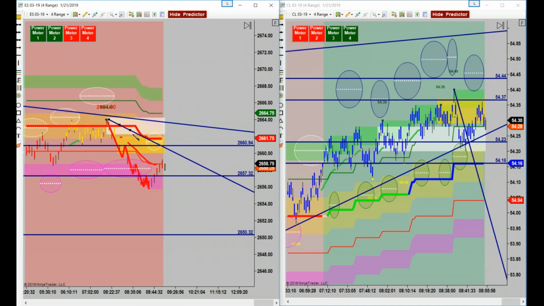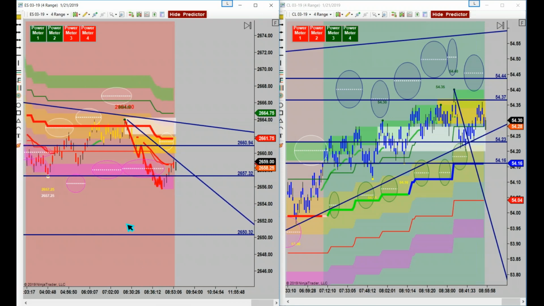I don't like this trend line just yet, simply because it hasn't rolled over enough to really identify it yet. But I'm going to draw a trend line just in case on ES. Not saying to take a long there.